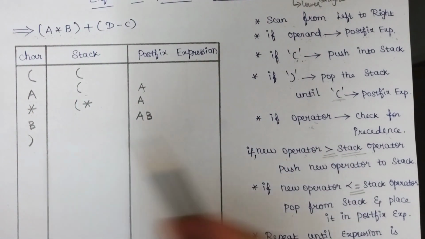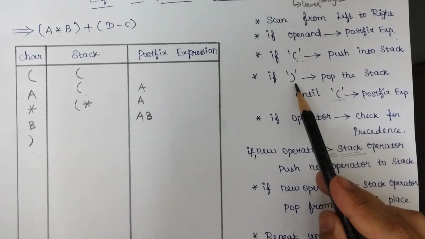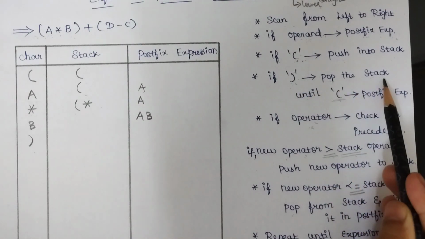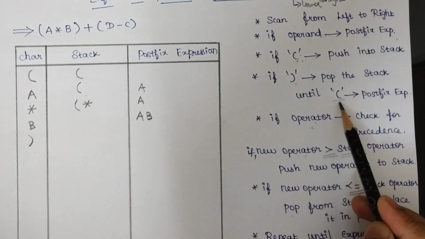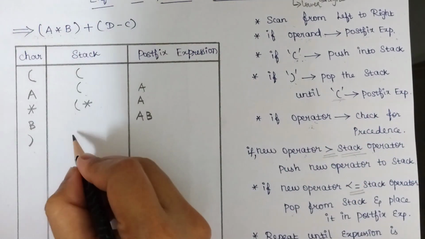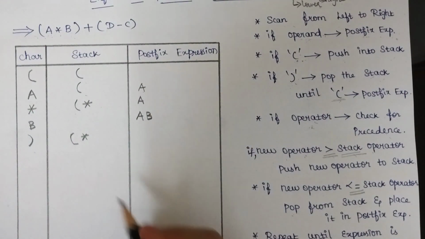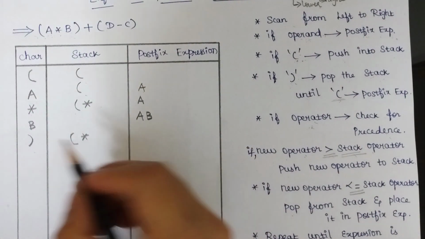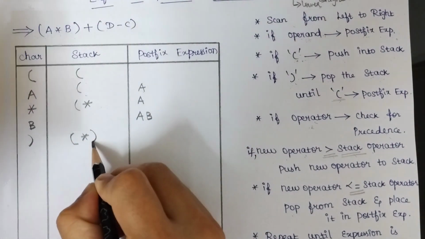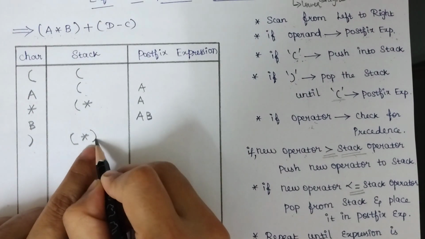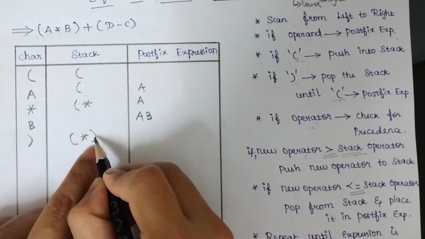So if I find a close bracket, what do you need to do? Once a close bracket is found, pop the stack until an open bracket is found. Okay, so what you are doing, see, you have this one in the stack already, right? Open parenthesis and then star, and again now you just added this into the stack.